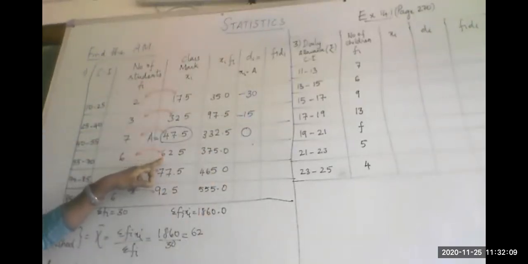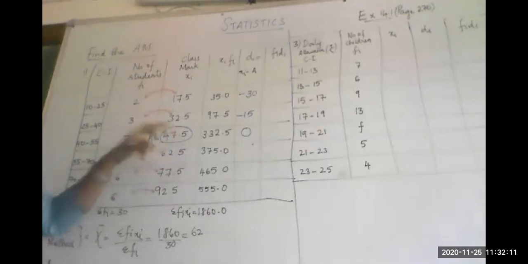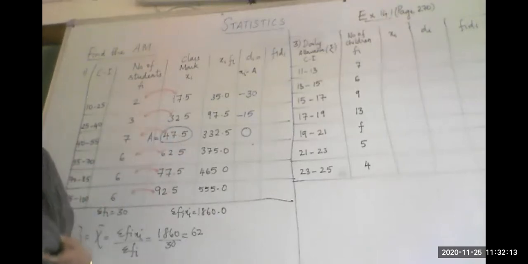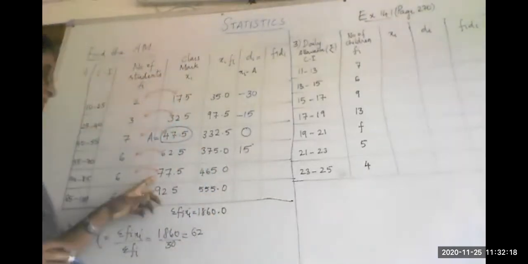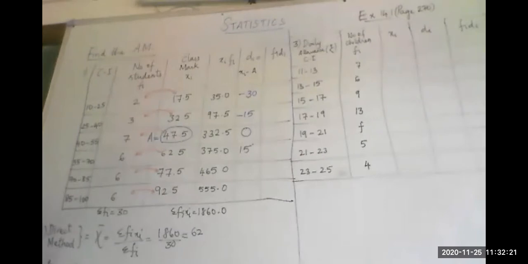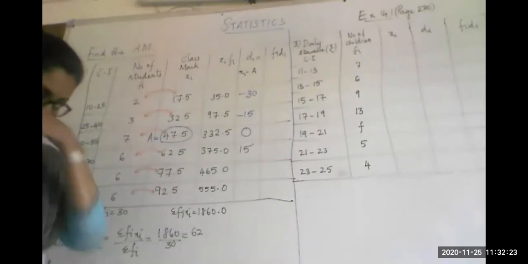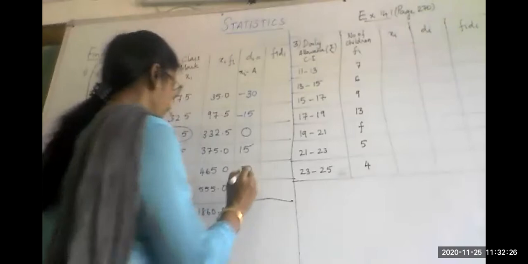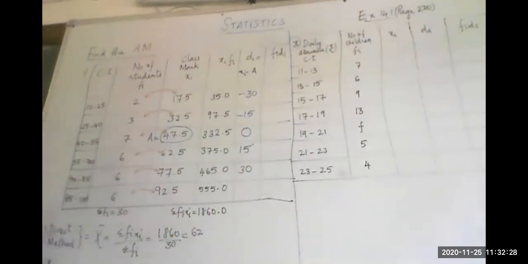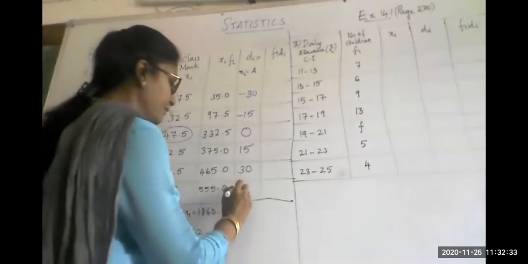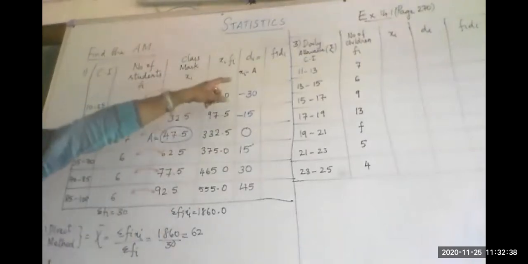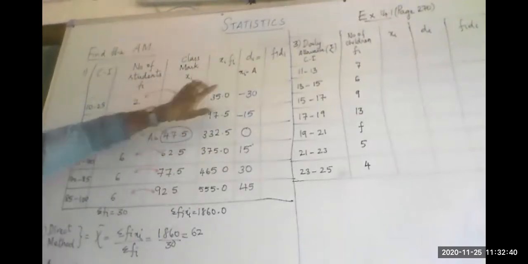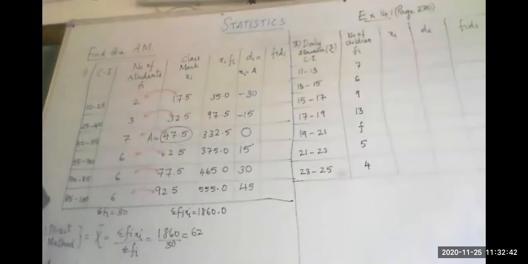Now come to 62.5. 62.5 minus 47.5. What's the value? Positive 15. Yes, it will be positive 15. Next, 77.5 minus 47.5 is 30. Yes, positive 30. 92.5 minus 47.5 is 45. Yes, it will be a positive 45. These are my corresponding deviations from the assumed mean. All right, these class marks are deviating so much from the assumed mean I have taken.